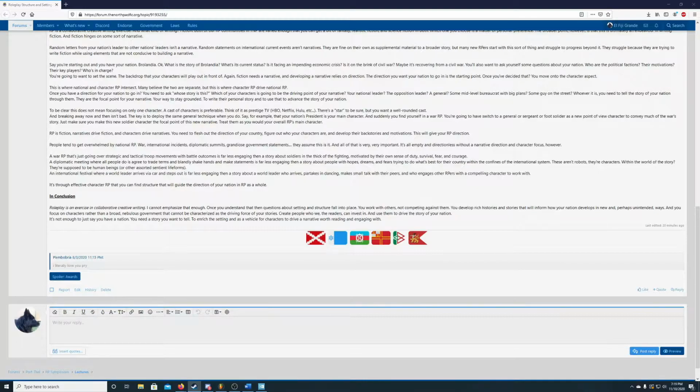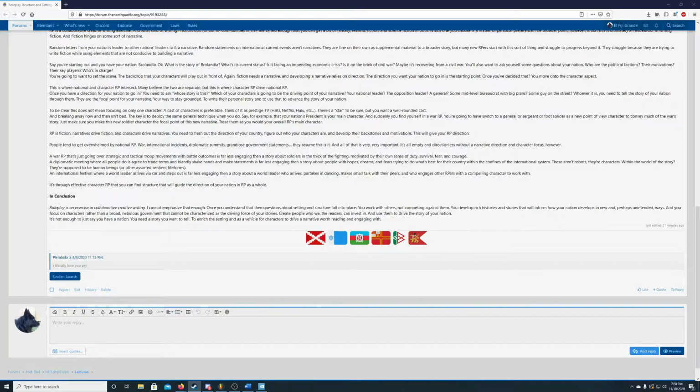courage. A diplomatic meeting where all people do is agree to trade terms and blandly shake hands and make statements is far less engaging than a story about people with hopes, dreams, fears, trying to do what's best for their country within the confines of the international system. These aren't robots, they're characters. Within the world of the story, they're supposed to be human beings, or other assorted sentient life forms. Your mileage may vary depending on your setting.